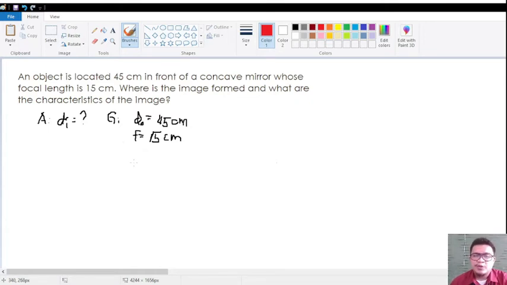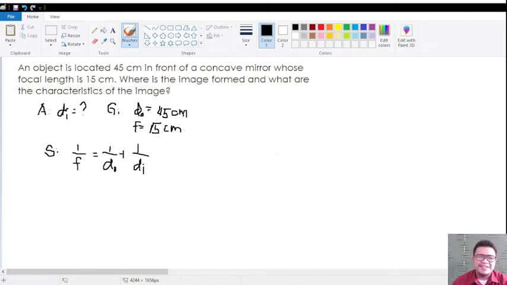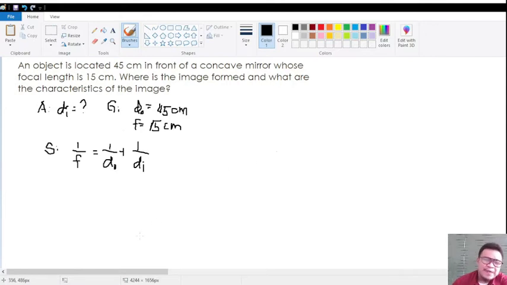Okay? So, what are we going to do right now? Now, let's solve for the equation. And since these variables d_i, d_o, and f are found in the mirror equation, we are going to use the mirror equation for this example. So let's write the solution right now. Let's write the whole equation, which is 1 over f is equal to 1 over d_o, plus 1 over d_i. Alright, I've written it. Okay, so let's solve.